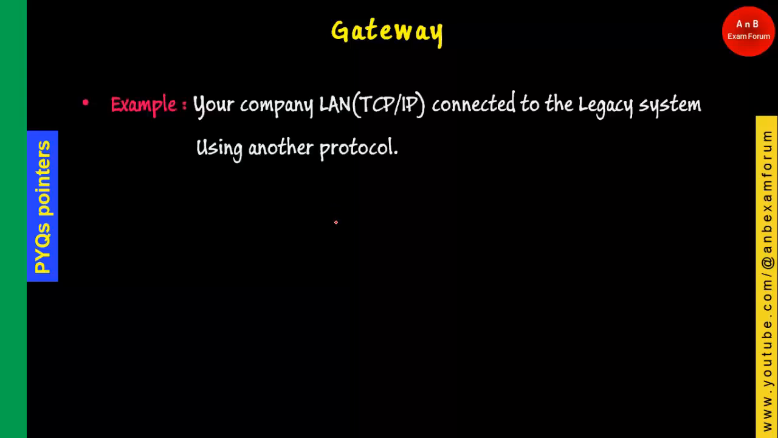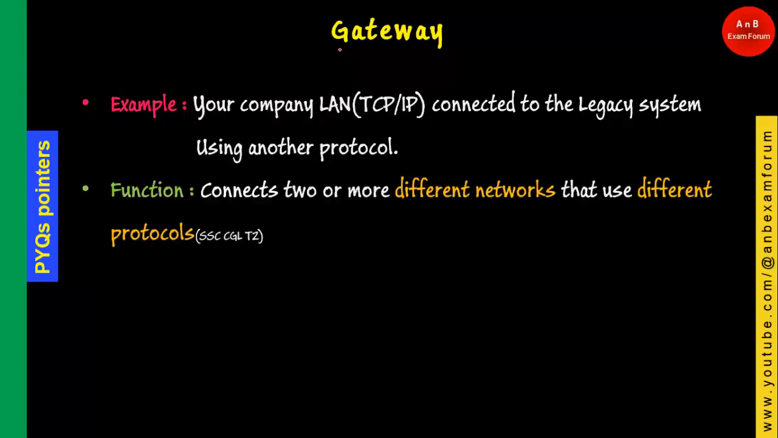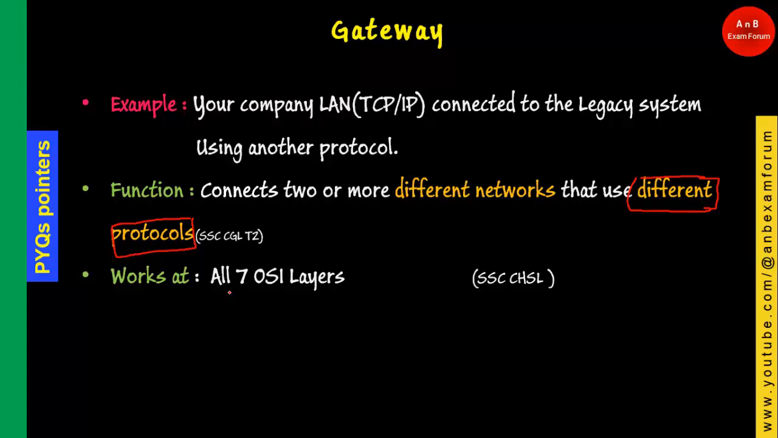Coming to the next networking device, that is gateway. As I told you, router is used to connect networks that use the same protocol, whereas gateway is used to connect two different networks that use different protocols. This is a very important pointer. It is different from the router. How is it different from the router? It is going to use different protocols, and it works at all the 7 layers.